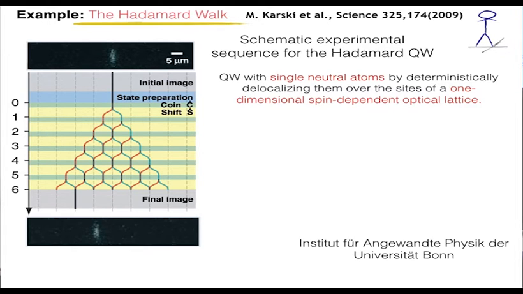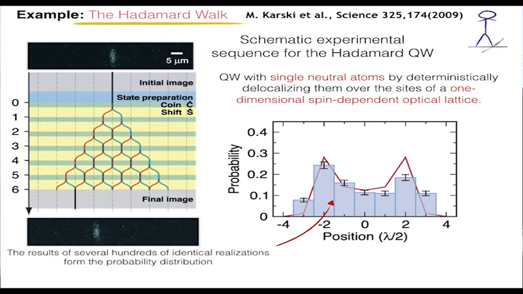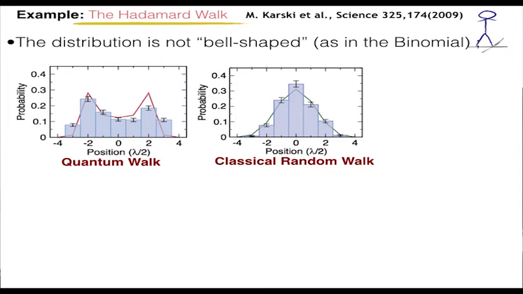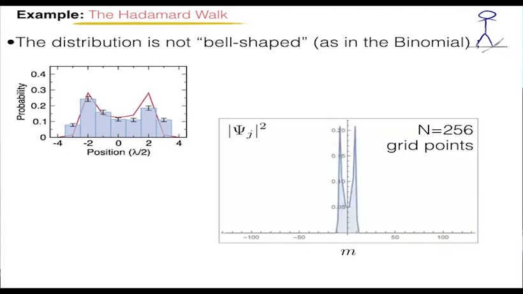In fact, let me just recall this remarkable experiment. It was the first one, by Karski and others, the group of Bonn in Germany. They simulated a Hadamard walk on a one-dimensional spin-dependent lattice. And you can see here six time steps. Then they project. And then, after several hundreds of identical realizations, they can build the probability distribution. So here, you can observe the peculiar probability distribution, very different from the classical random walk, the bell-shaped curve. Here we instead observe two different peaks for a symmetric initial condition.